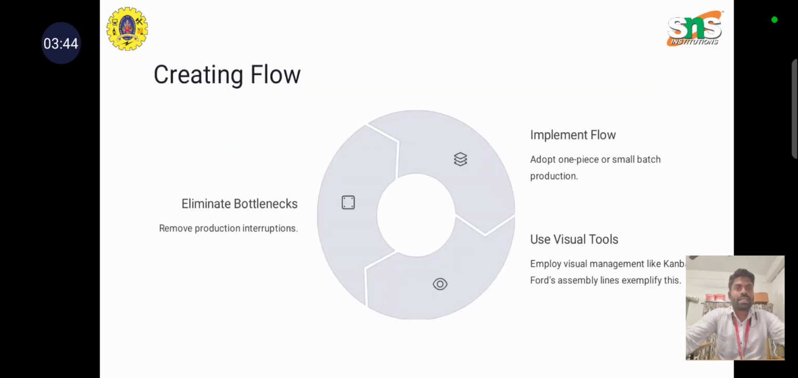And the next one is creating the flow. We have to identify the perfect process or sequence of processes to be followed for the entire process, starting from implementing the flow and the sequence of steps to be followed. Then use visual tools to examine or visualize the entire process, and eliminate possible bottlenecks, that is, the negative things occurring during the process. So that is creating flow.